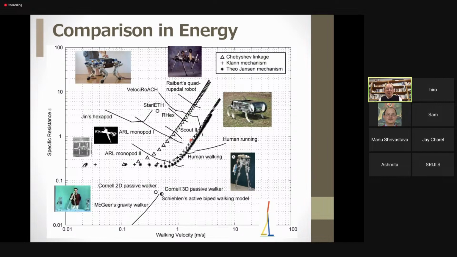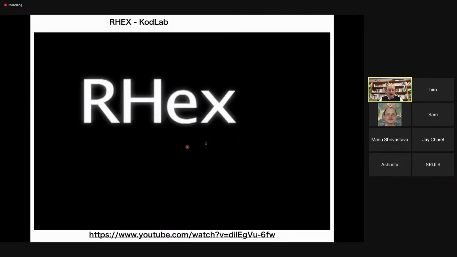Then this is clearly visualized and analyzed in the mathematical way. This is the power of multi-body dynamics. I will show you some other mechanism.